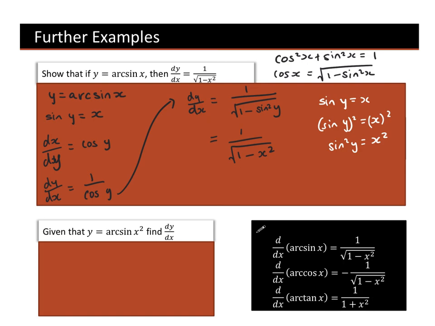So with this question, we already know that arc sine of x differentiates to this. So everywhere there's an x, we're going to substitute in x squared. And then because x squared is a function on its own, that's not just x, we need to multiply by the differential. So we know that dy by dx equals 1 over square root of 1 minus x squared, which in this case is our x squared, multiplied by the differential of x squared, which is in fact 2x. So that means our answer is going to be 2x over square root of 1 minus x to the power of 4.